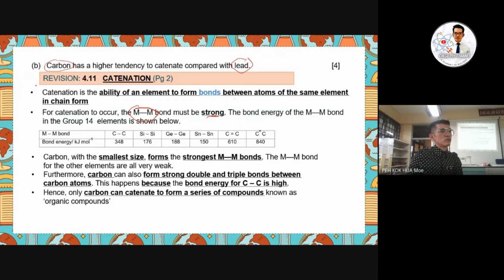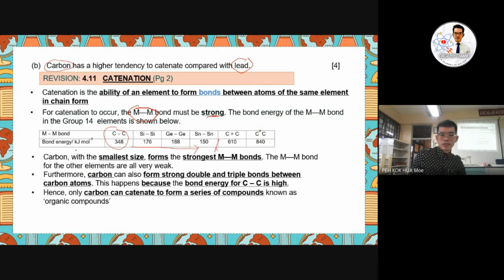So as the carbon has a smaller size, the bond between carbon to carbon will be greater compared to lead to lead, because the bond length for lead to lead will be longer and weaker. Okay, so we have to decide. If you look at the table, carbon shows the highest value for the bond energy because it is stronger. The table does not give the lead to lead value, but you can see the trend: when going down, the bond energy decreases.